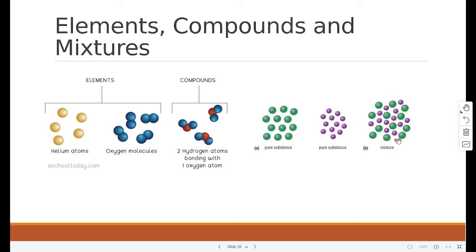Then we have mixtures. So, a mixture is a combination of two or more substances that are not chemically combined. So, we have substance 1, we have substance 2, and as you can see, they are not chemically combined. So, mixtures can be separated by physical methods such as filtration or evaporation.